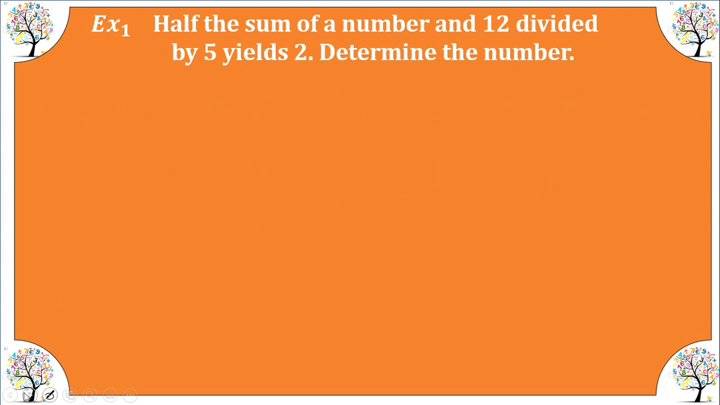So our example 1 says, half the sum of a number and 12 divided by 5 yields 2. And they want us to determine the number. Well, half the sum of is going to be 1/2 times. Now, anytime you see sum of, you're going to need to put parentheses around the following information. So it's half the sum of, and sum means to add, some number plus 12, divided by 5. The word yields means equals 2.